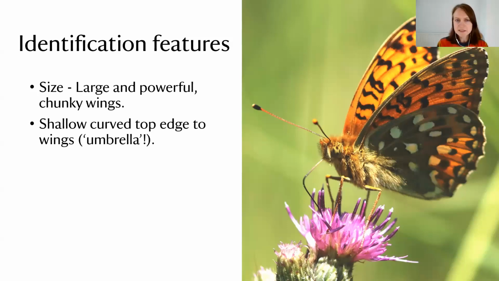The top of the wings as well, it's kind of got this lovely shallow curve, and we'll see some more pictures in a minute which will demonstrate this a bit better. But I always think of it as almost like an umbrella shape, curving down. I don't know if that's the best way of describing it, but it's sort of how I think about it, and we'll see that in a second.